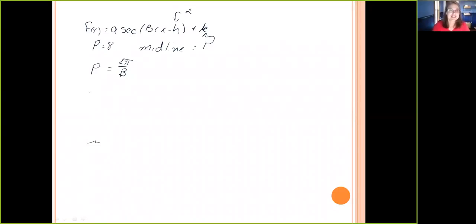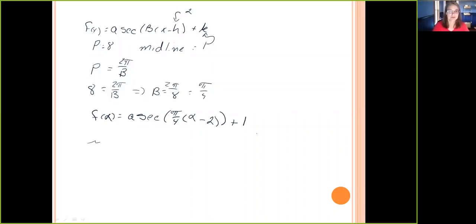Okay, we know my period is 8. So 8 is going to equal 2 pi over B. So what's B? B is going to be 2 pi over 8, or pi over 4. So let's write down what I've got so far. I've got f of x equals A, we'll figure A out in a minute, times secant of pi over 4 times (alpha minus 2) plus 1.